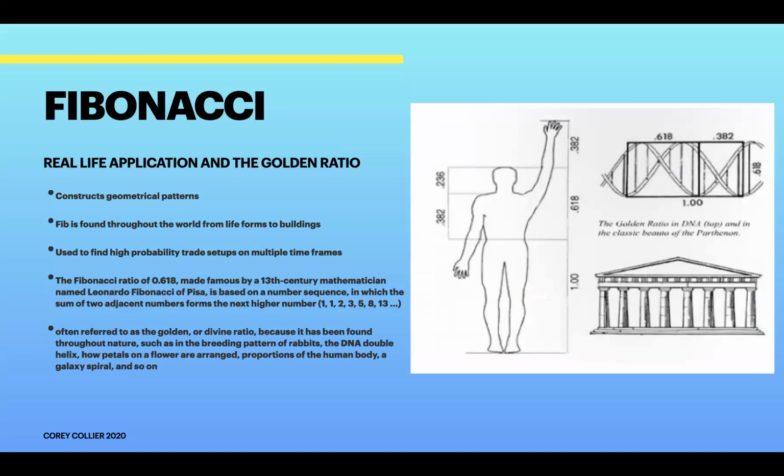Again, Fibonacci, real life application and the golden ratio. Fibonacci, guys, constructs geometrical patterns such as your harmonics. And Fib is found throughout the world from life forms to buildings. This diagram to the right shows you the relationship of the Fibonacci. It's used to find high probability trade setups on multiple time frames. The Fibonacci ratio of the 618 was made famous by the mathematician Leonardo from Pisa, and is based on that number sequence.